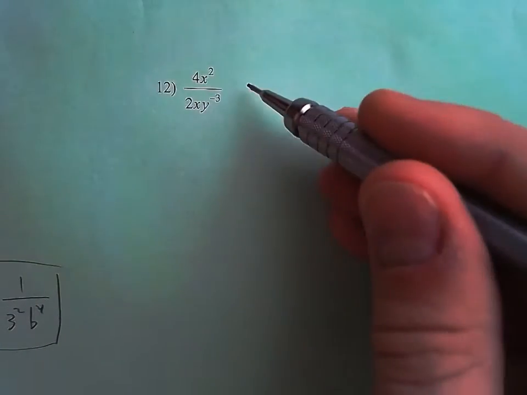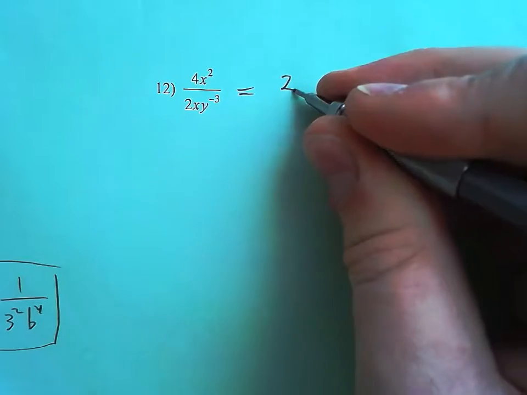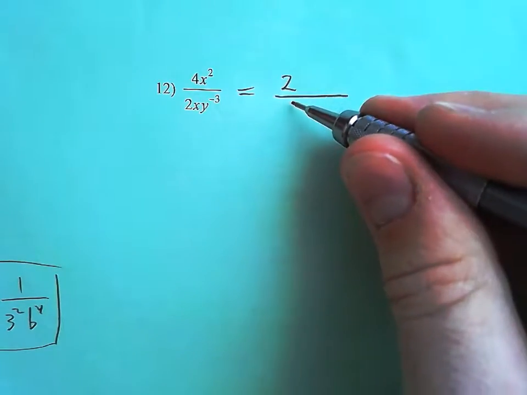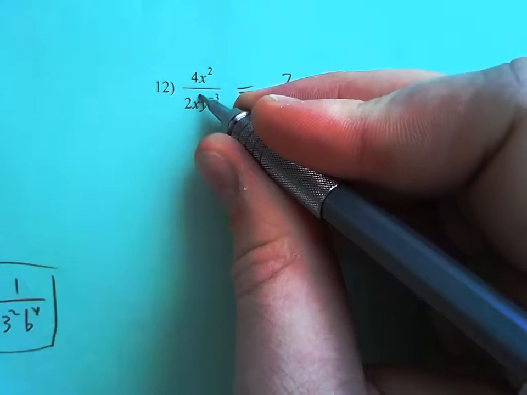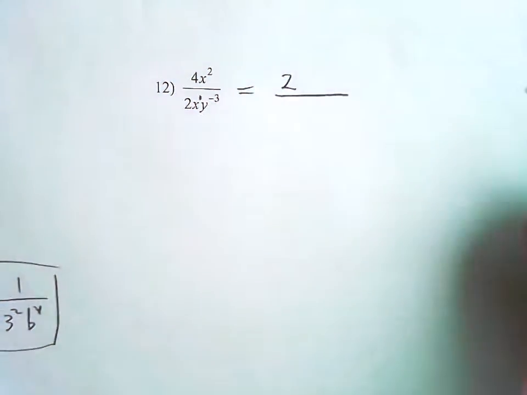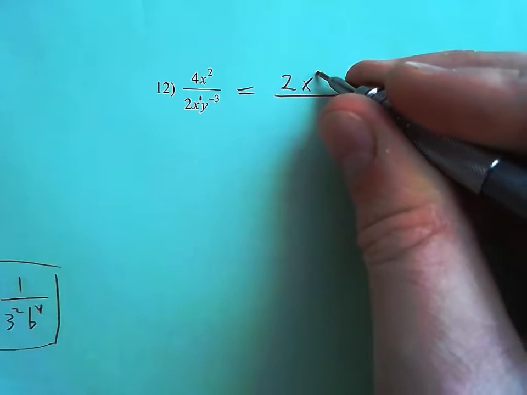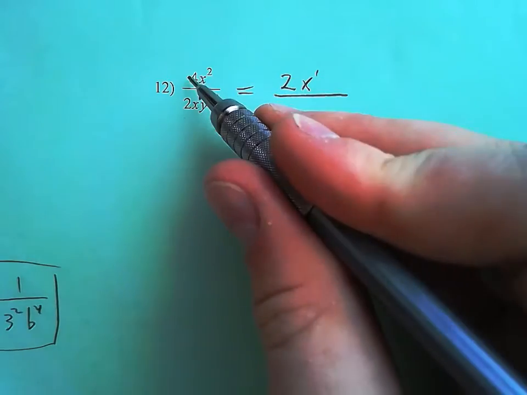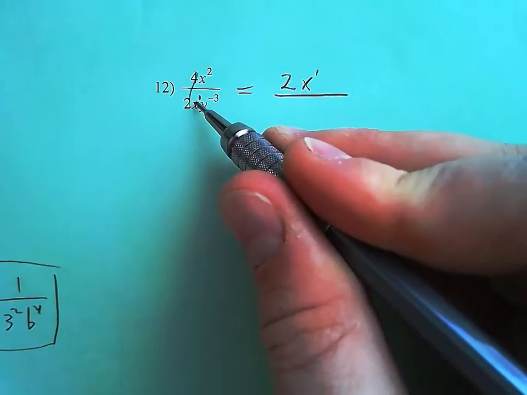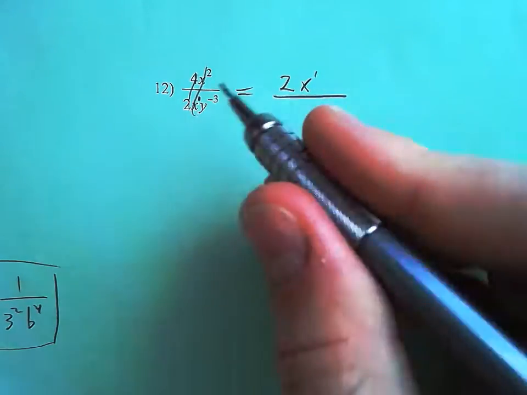Okay, this one. 4 over 2 is just 2. Or you could write 2 over 1 if you really want. X squared over x to the first will be x. 2 minus 1 is 1. Okay, and so 4 divided by 2 became the 2. X squared over x first became x to the first on the top.